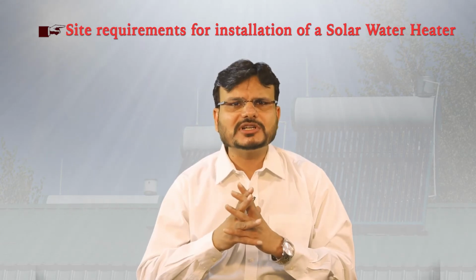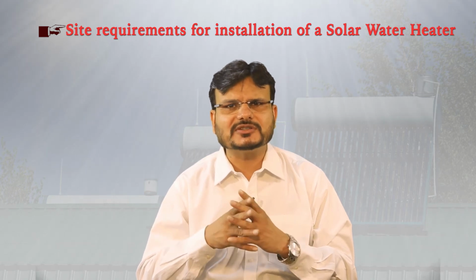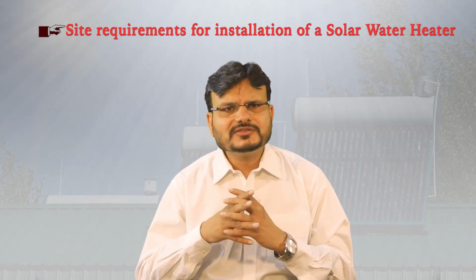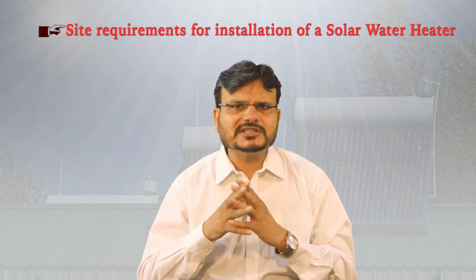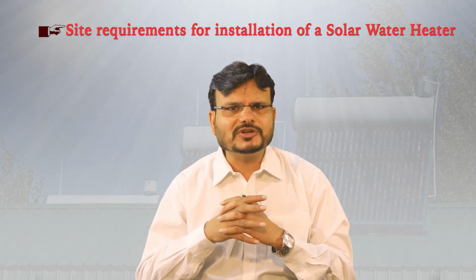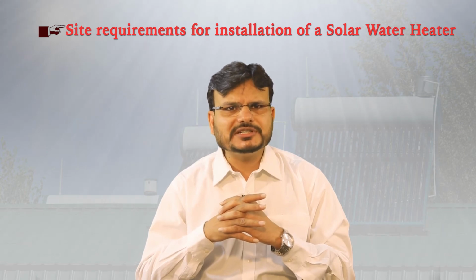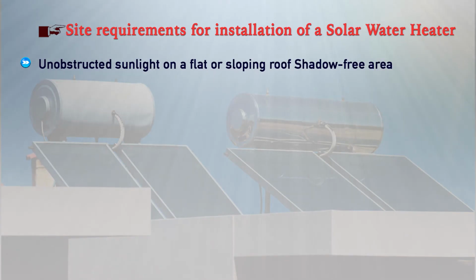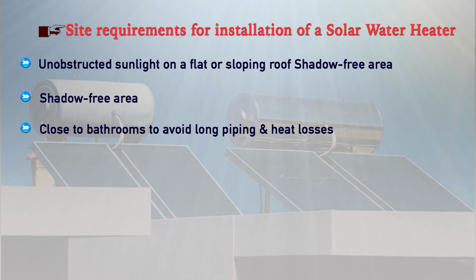Now we will discuss what are the site requirements for installation of solar water heater. So one by one we will discuss what are the site requirements for the solar water heater. So first requirement is unobstructed sunlight on flat or sloping roof. Second requirement is a shadow free area is required for installation of any solar water heater. Third requirement is it should be close to bathrooms to avoid long piping and heat losses.